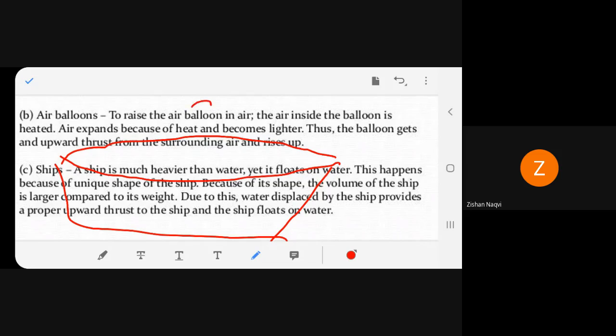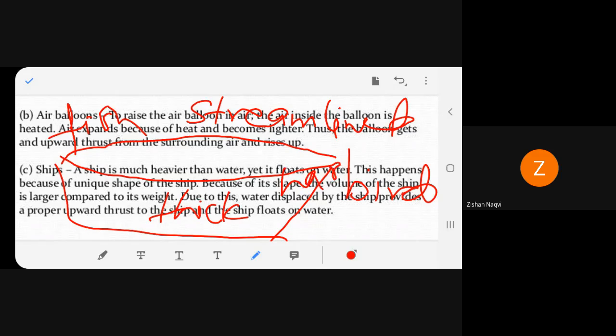This is called streamlined, beta. Streamlined. I taught you everything. That's the reason for the boat, the ship, and the birds, and fish. They can fly and they can swim and they can float because of the unique shape, and that shape is a streamlined body. So it is thick from here and narrow from both the sides, isn't it? Here also narrow and here also narrow.